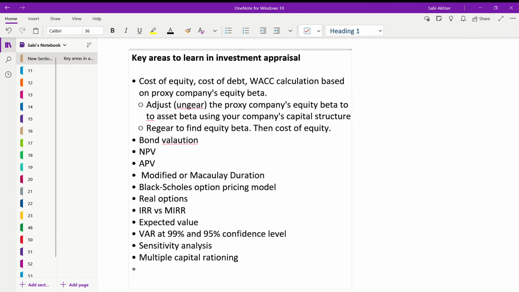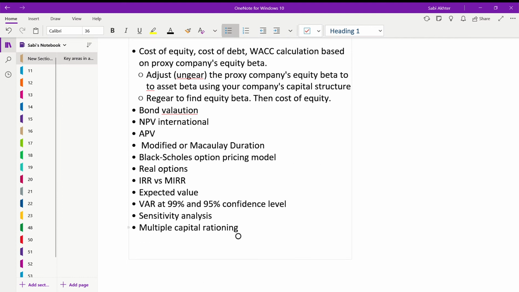When you find out net present value, make sure, for international, predict the exchange rate using PPP or IRP. That is purchasing power parity or interest rate parity.